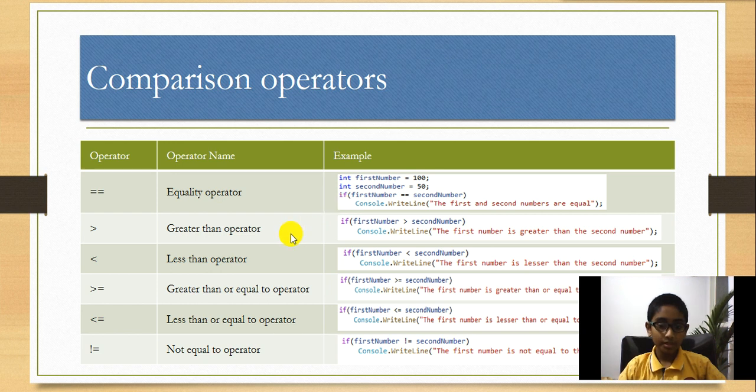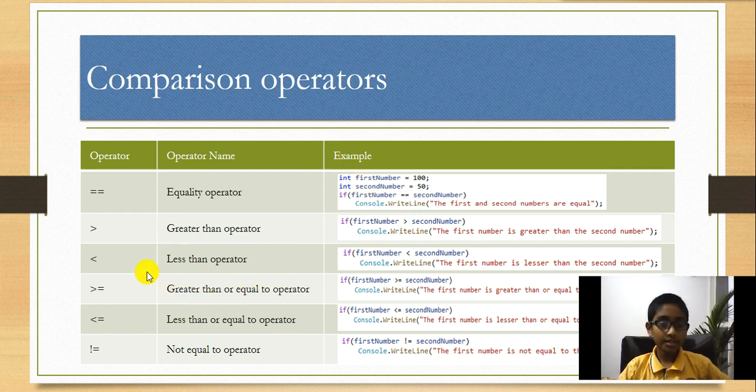Okay, next let's talk about the greater than operator. We use the greater than operator to check if the left-hand side variable is greater than the right-hand side variable. Let's understand this with an example. Here I'm declaring an if statement to check if the first number is greater than the second number. So I'm saying if first number greater than operator second number, then Console.WriteLine, the first number is greater than the second number.